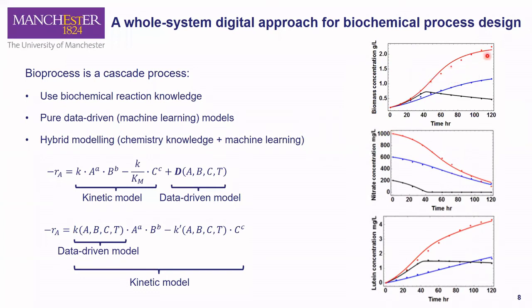And you can see, for example, in this case, the lines are model prediction and the points are experimental data. You can then use this highly accurate model to predict different scenarios, including different temperature and different nutrient supply strategies to maximize the process conversion. So this is a simple example of how we can use a biochemical kinetic model or data-driven modeling techniques to quantify a bioprocess.